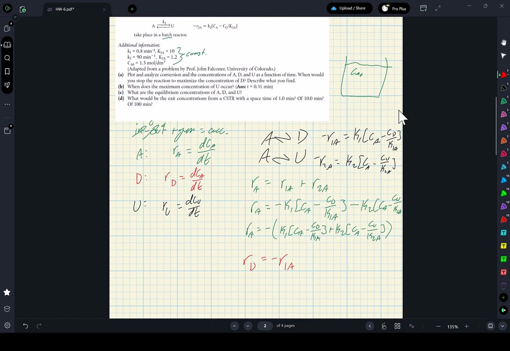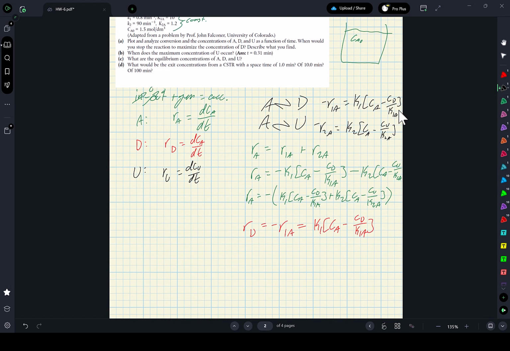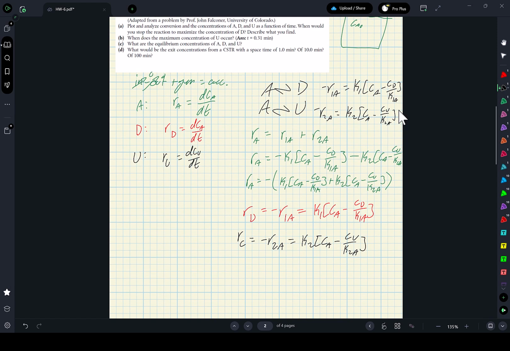So if we do that and plug it in, we'll say that our negative reaction rate of D is just equal to positive now K1 times CA minus CD over K1A. Now this is true, and we can then take this and plug it into there. And then similarly for C, we can say that our reaction rate of C is equal to negative R2A, which is equal to K2 times CA minus CU over K2A.